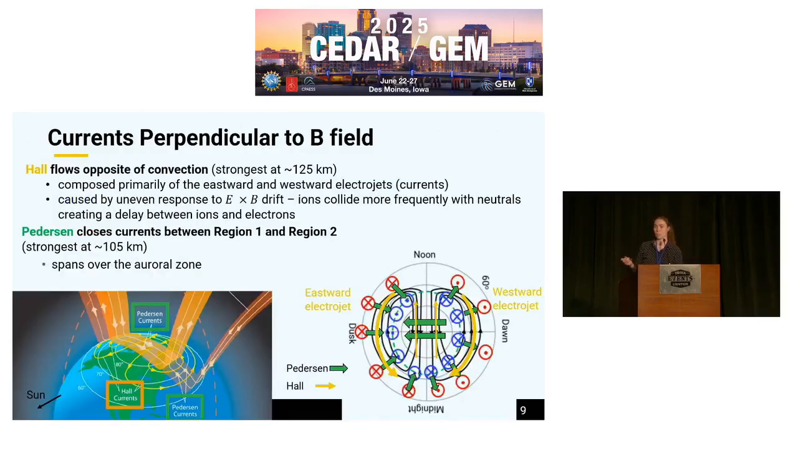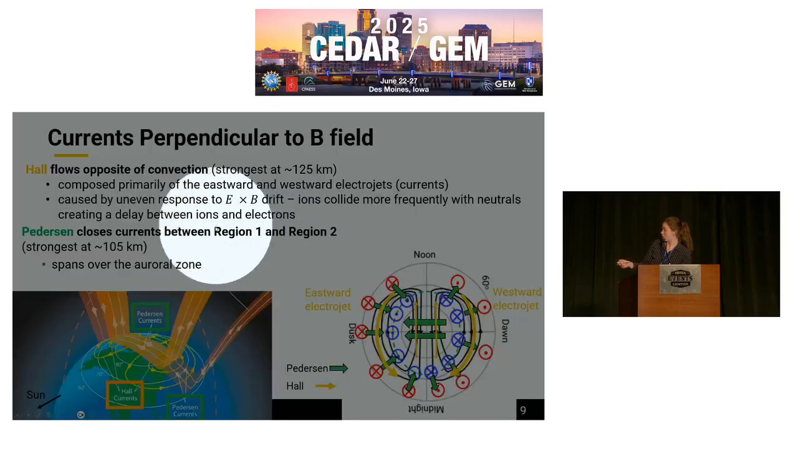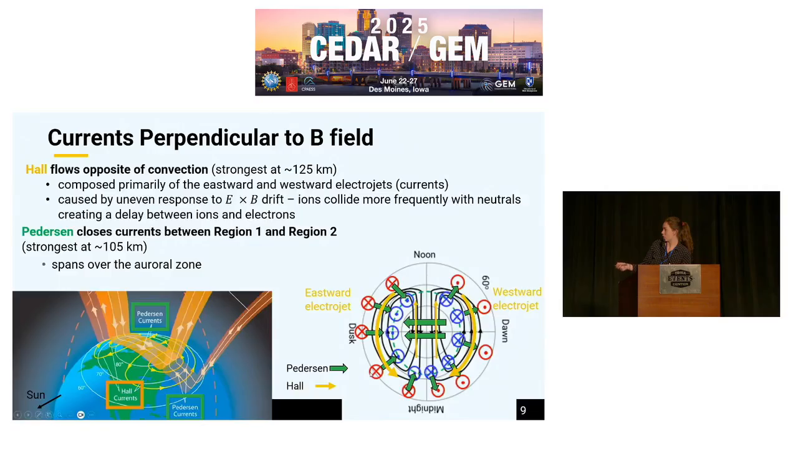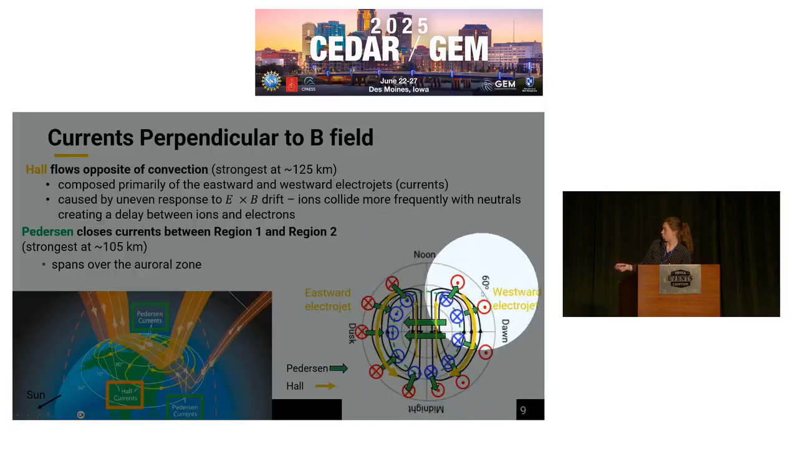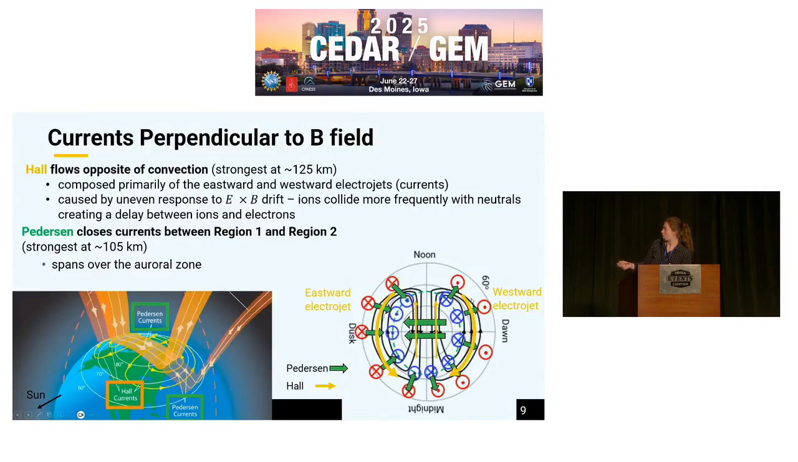And then there are also currents perpendicular to the magnetic field. We have the Hall current, which flows in the opposite direction of convection. The strongest parts of this current are the eastward electrojet and the westward electrojet on the dawn and dusk sides. They're caused by an uneven response to the E cross B drift. Ions will collide more frequently with the neutrals, slowing them down. The electrons will be a little faster, and that creates a current.